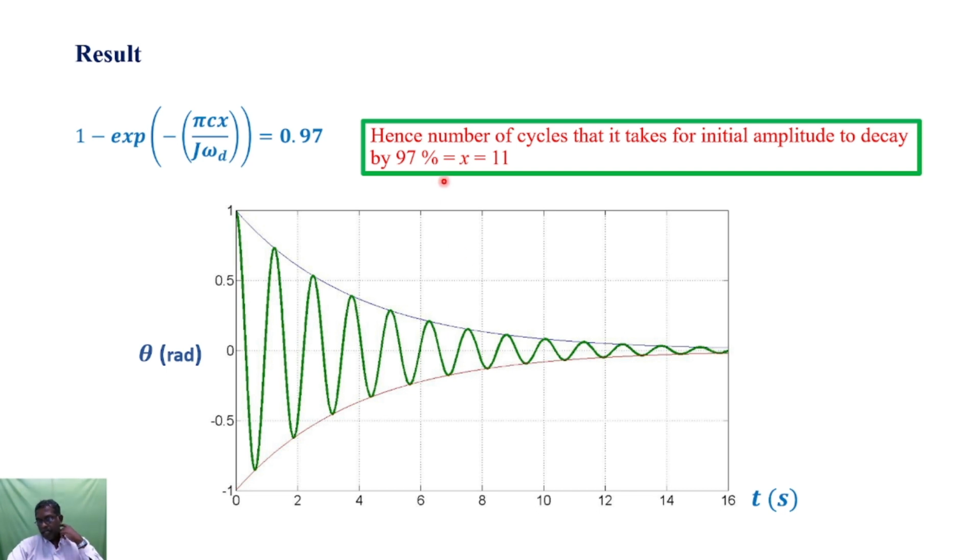How many cycles does it take? This is the damped free vibration. Upon the progress of time, the amplitude of vibration decreases. So this is the result of problem 2.